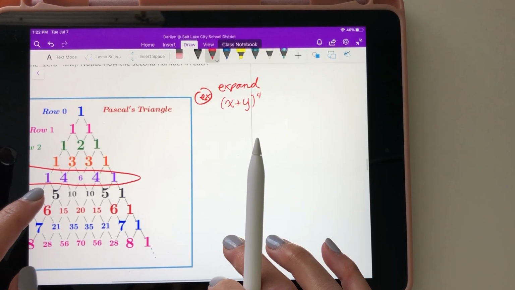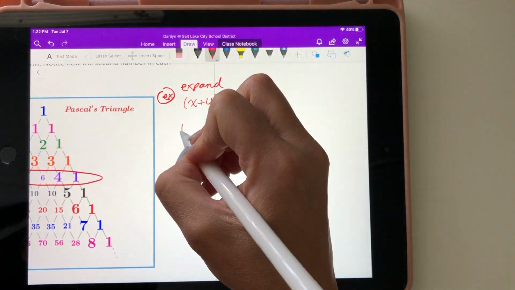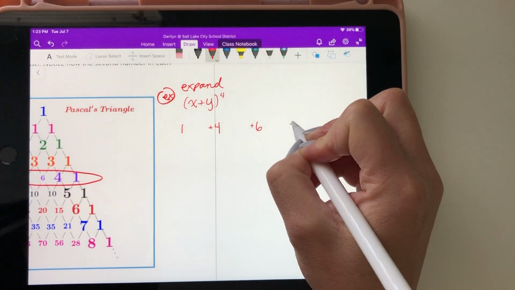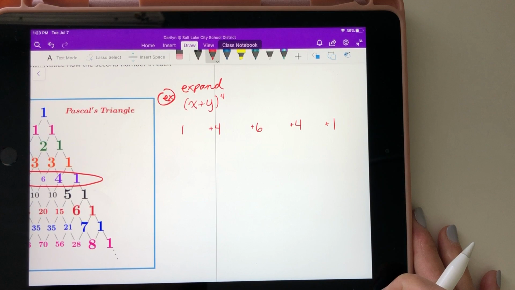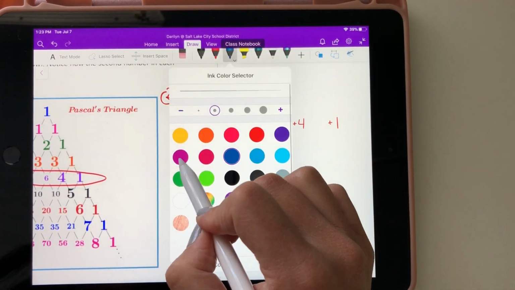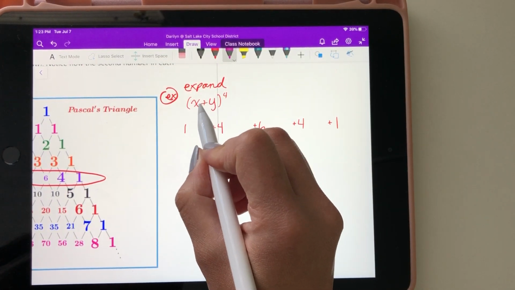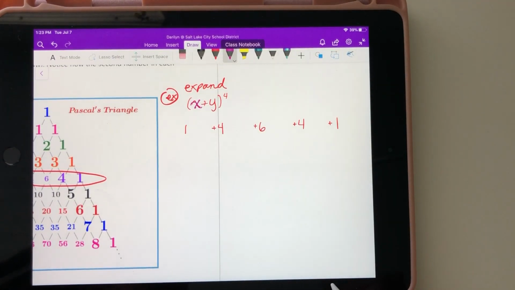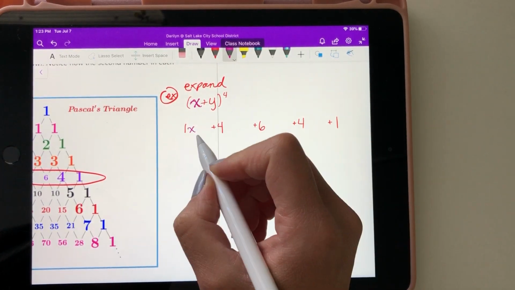The numbers of row 4 are 1, 4, 6, 4, 1. So I'm going to write those out: 1 plus 4 plus 6 plus 4 plus 1. And notice how I'm leaving space there. Then I'm going to look at each of these variables. I have 2 terms because it's a binomial. The first one is x. So I'm going to start with x and put x in each one.